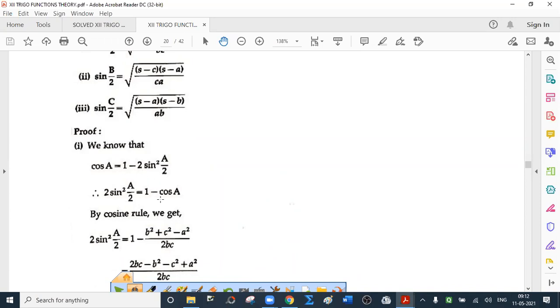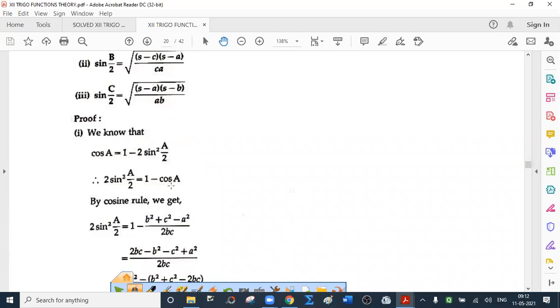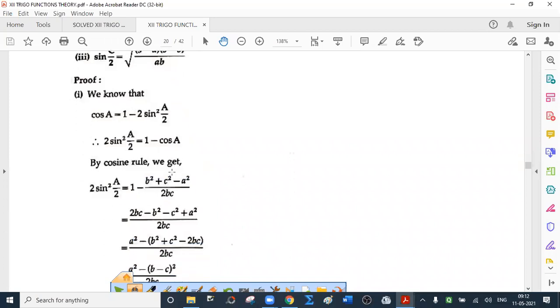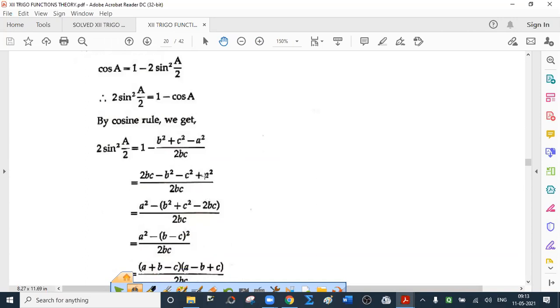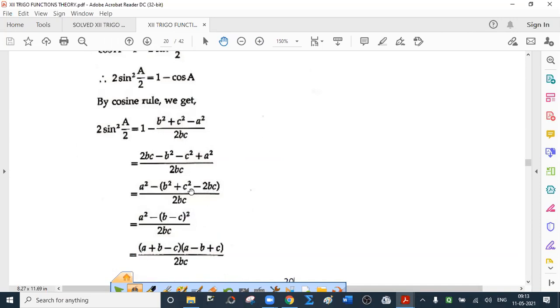So what is 2 sine square A by 2? 1 minus cos A. Now by the cosine rule, what is cos A? B square plus C square minus A square upon 2BC. Now LCM twice BC. So the numerator is 2BC minus B square minus C square plus A square. Rearrange the terms to get, sorry, A square minus in bracket B square plus C square minus 2BC. This is the perfect square of B minus C.